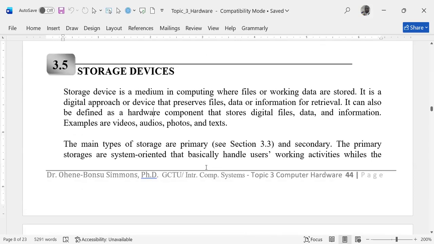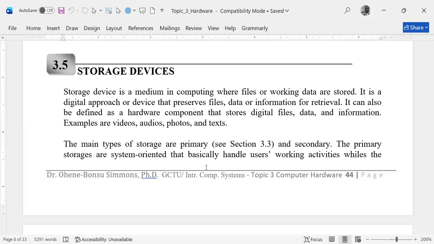It's a digital approach that stores your work, your files, data, information, or anything for future use and retrieval. It's a hardware component that stores files, data, and information. Examples of what this hardware can store are text, photos, videos, signals, and audios. The main type of storage device is primary storage, as you are aware.